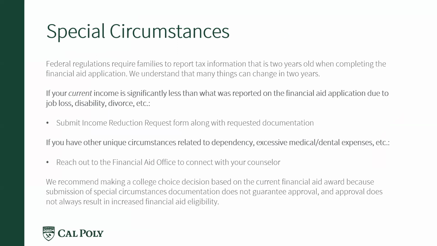Finally, we know that the financial aid application may not reflect the current situation for the family. If the family's current income is significantly less than what was reported due to job loss, disability, divorce, etc., you can submit a Special Circumstances EFC SAI appeal. This form is also used to address excess medical expenses, other educational expenses for other children in college, or other special circumstances. We highly recommend using the current financial aid award to make your financial plans for paying for college because submission of a special circumstances appeal does not guarantee approval, and approval does not always result in an increased financial aid eligibility.